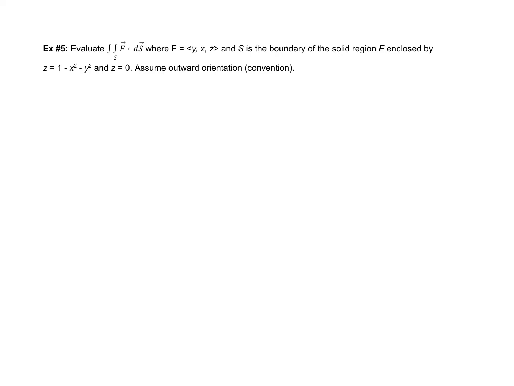First step, before we actually jump into any calculations, is to look at a figure so that we know what's going on. As a reminder, dS, where S is a vector, tells us that we're calculating flux. So let's look at a figure then. z = 1 - x² - y² is a hemisphere with a radius of 1. And then z = 0, of course, tells us that it's just the top half.